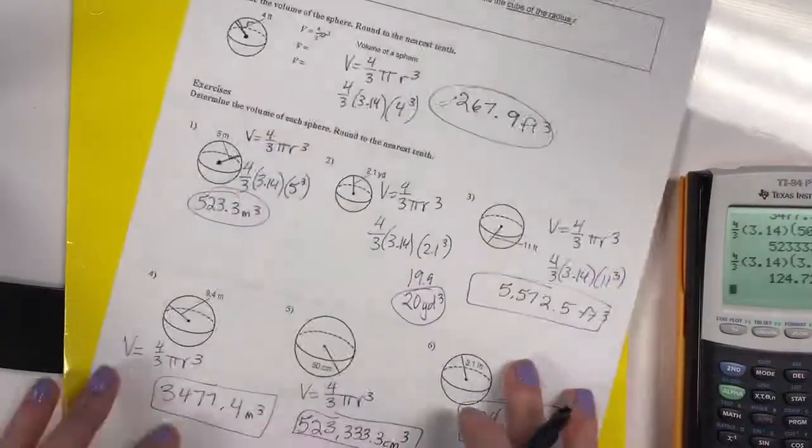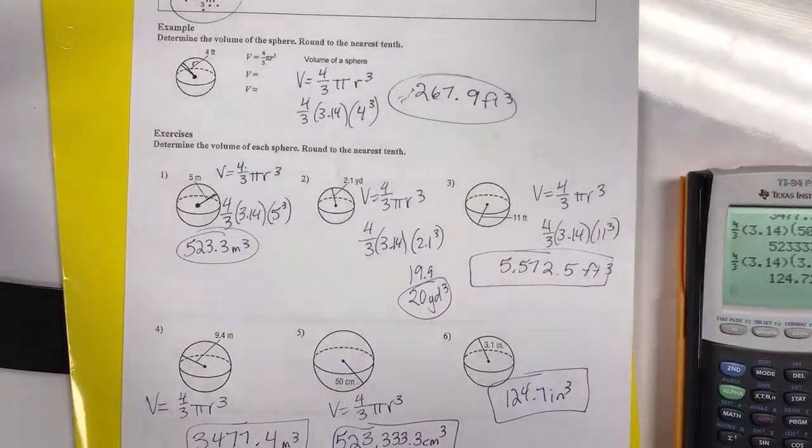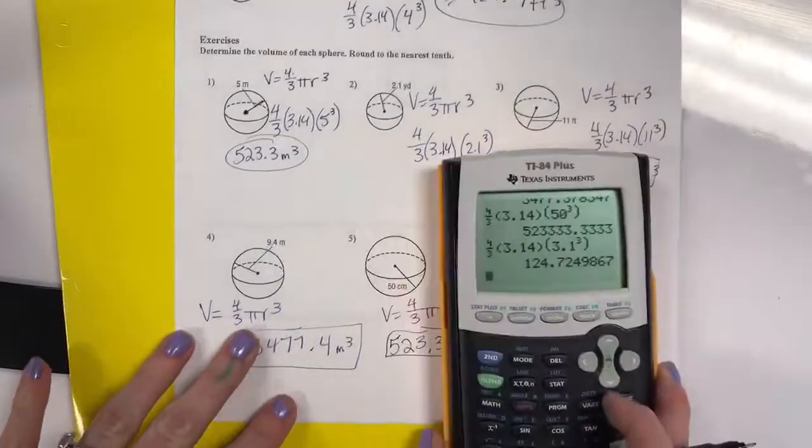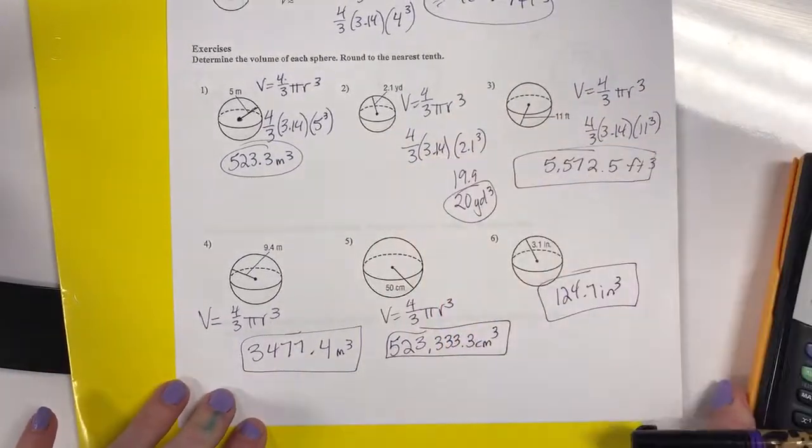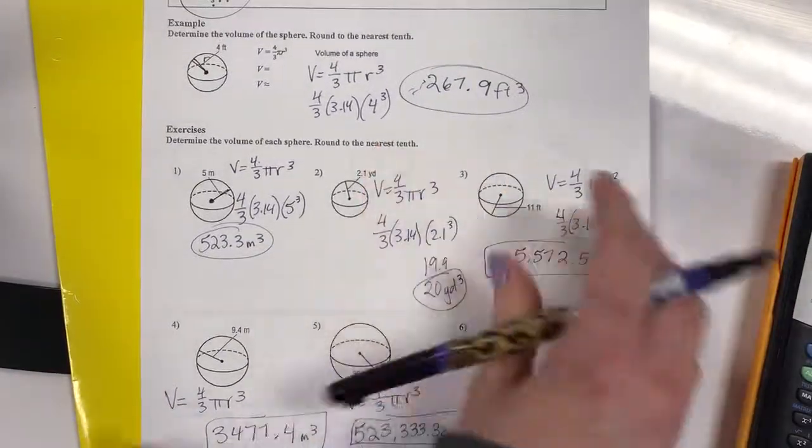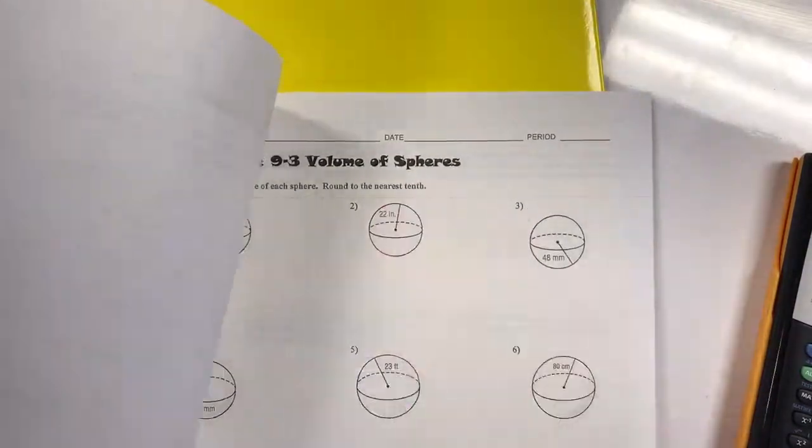Okay, so make sure on your homework page, write your formula down, plug them in with numbers, and round to the nearest tenth. I think your homework page also says that, so make sure you round.